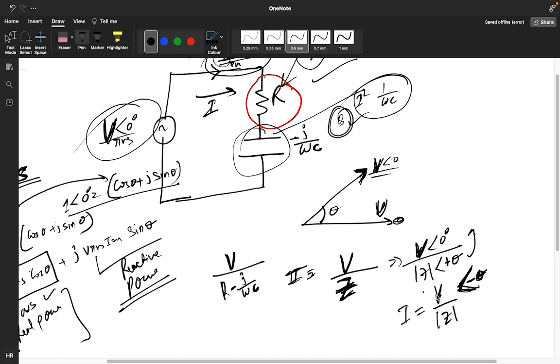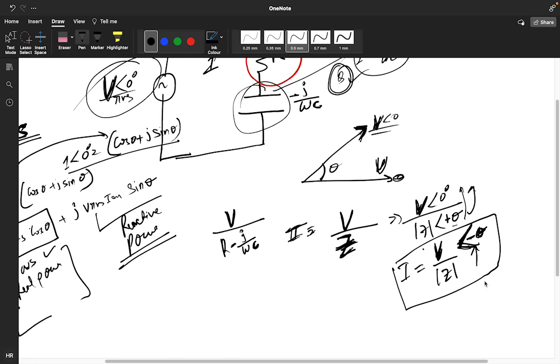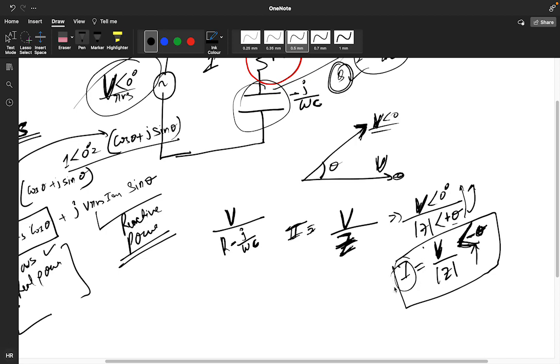Okay, minus theta, it's going upside as a minus theta. So this particular value is your I value. I is equal to V divided by mod Z at an angle minus theta. Whatever the angle will be, if it goes upside, a minus will come. So you have I, you have V.